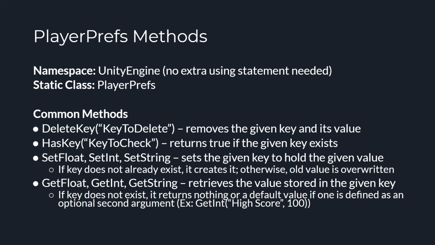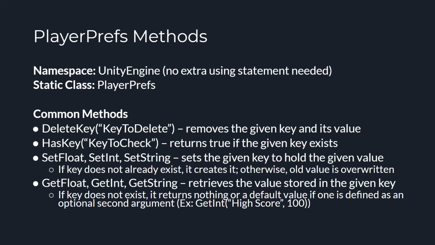Common methods that you'll be using: you can delete a key, you can check whether or not a key already exists, or the real meat and potatoes of it is creating a key and setting a value that belongs to it. So, for instance, you might say PlayerPrefs.SetInt high score and then the number you're going to save. And similarly, to retrieve it, you have a get version. Set the given key to hold the given value.